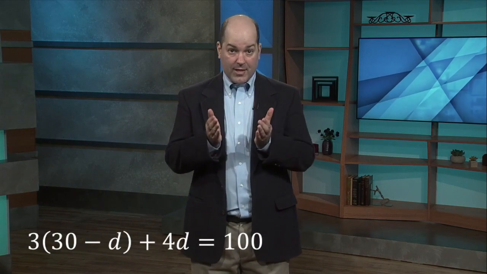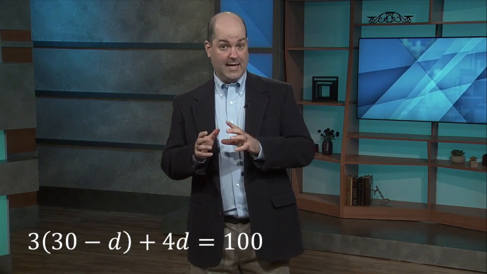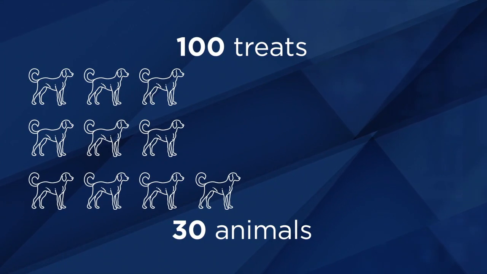And working through the problem, just as we did with the horses and chickens, we know that 3 times (30 minus D) plus 4D equals 100. This eventually simplifies to 90 plus D equals 100, and this tells us that D equals 10. So there are 10 dogs and 20 cats.